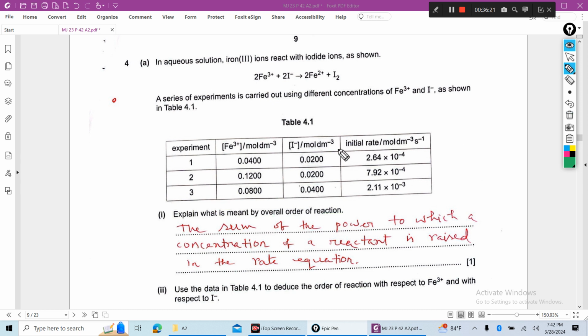The sum of the powers to which the concentration of each reactant is raised in the rate equation is known as the overall order of the reaction.